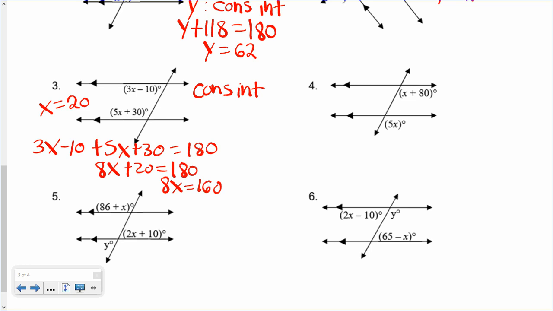What about 4? What's the relationship between these angles? Corresponding. What do you know about the measures of corresponding angles? They are congruent. So what equation would I write? x plus 80 equals 5x. Solve that using your algebra. x is 20 again. Everybody see how we're doing that?